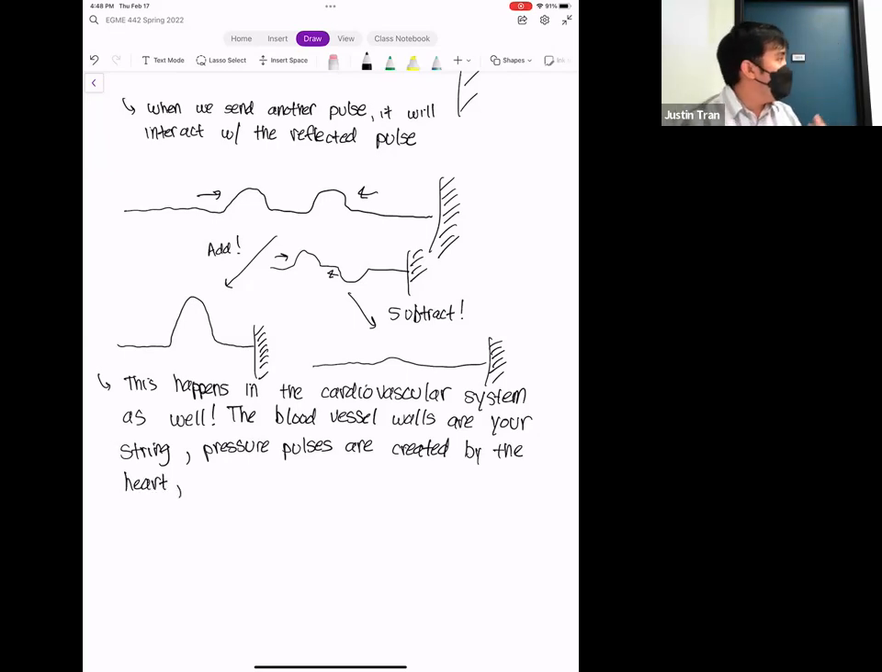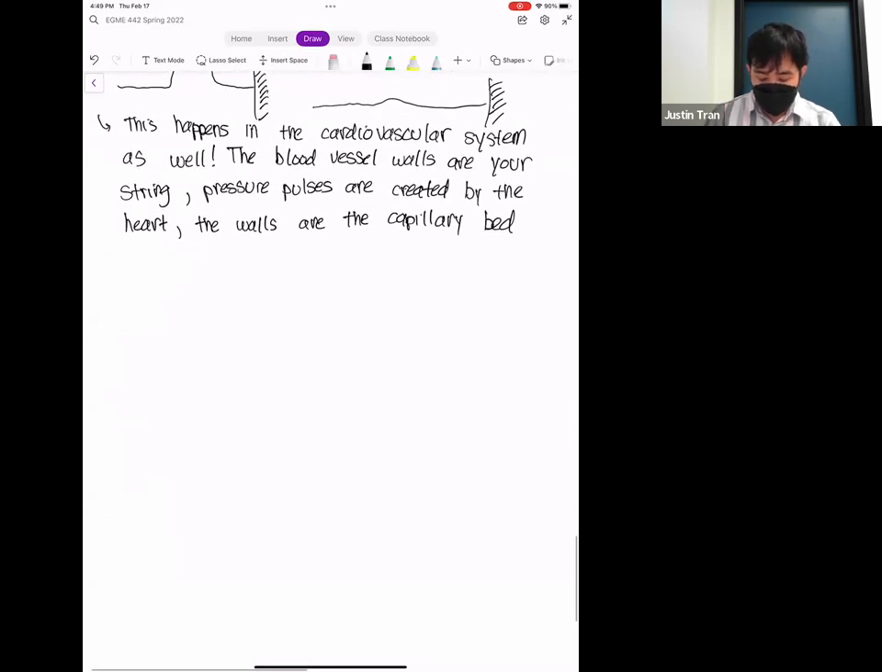And the wall, just like we talked about just now, is the capillary bed. So these pressure pulses are going to reflect off the capillary bed. This pressure wave propagation is a very important characteristic of arterial blood flow.